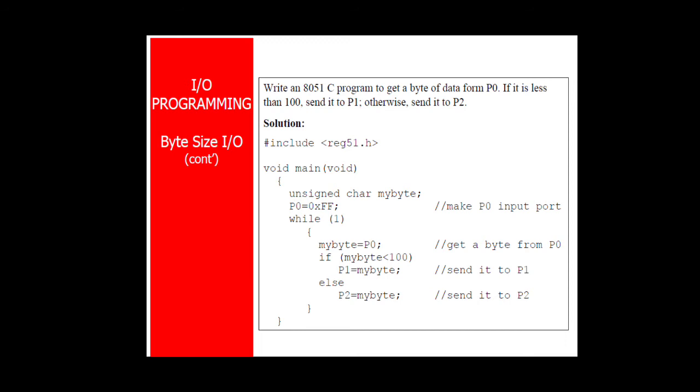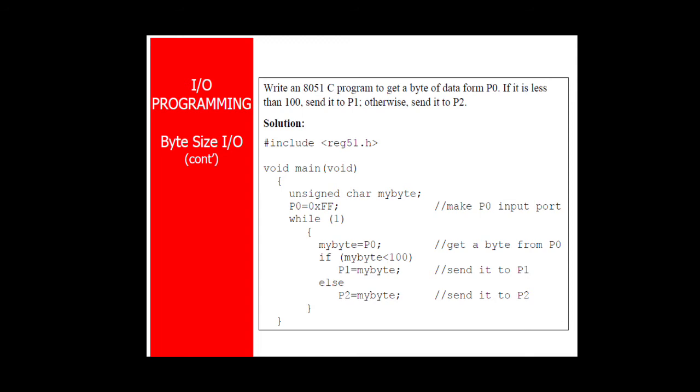Then we have the byte sized I/O. Write an 8051 C program to get a byte of data from P0. If it is less than 100, send it to P1, otherwise send it to P2. In this program, 3 ports are involved. The input port is P0. Based on the value from P0, we have to send the output either to port 1 or port 2. And here no delay is required, hence no function is being written.